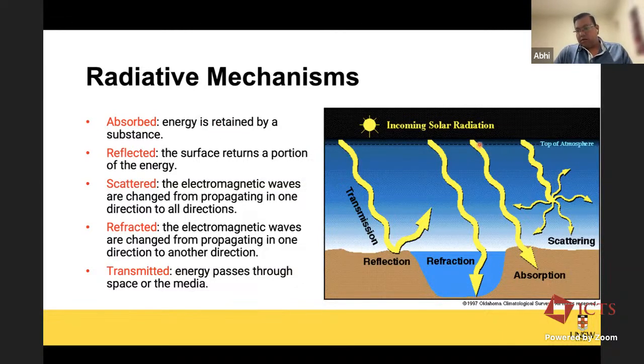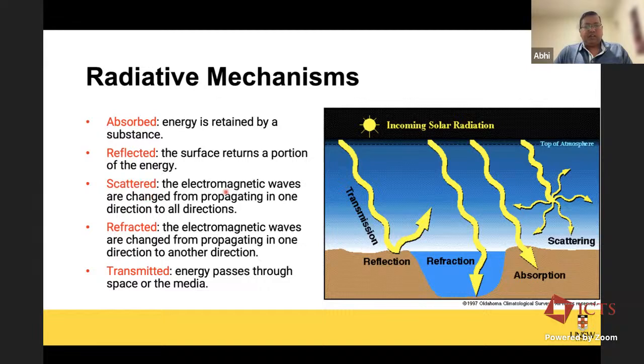Photons will interact with the surface and some of it would be absorbed. There'll be some which will be reflected as well. This is the portion that goes back into the atmosphere, and that really depends on the type of surface as well. I'll be talking about albedo also, which defines how much of the energy is reflected back into the atmosphere. Then there is the mechanism of scattering.